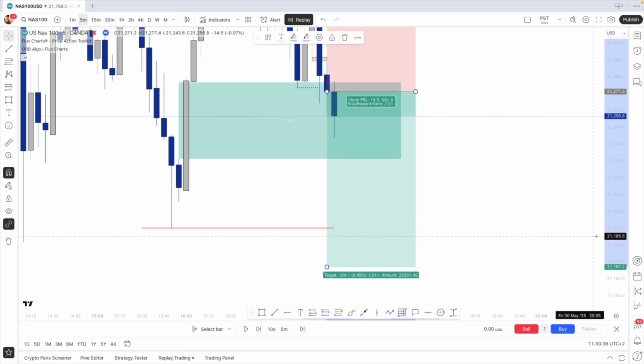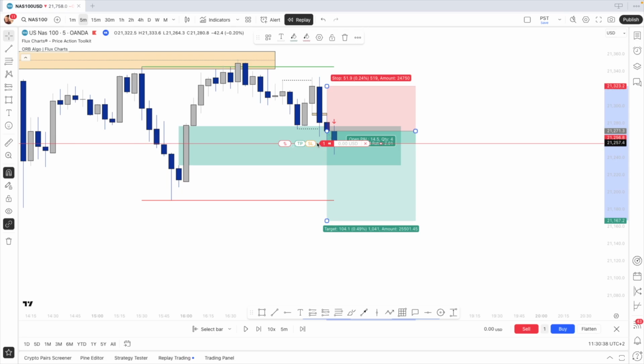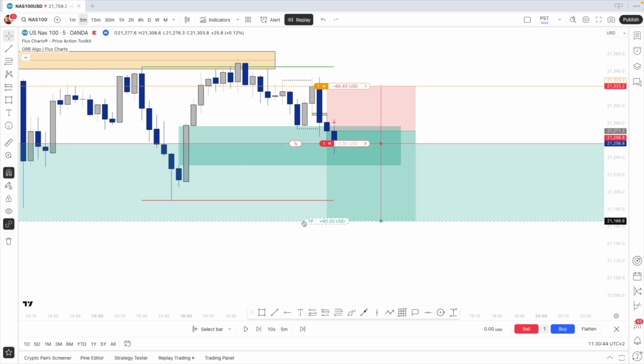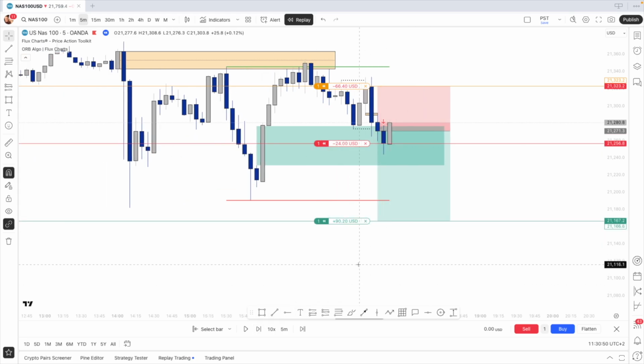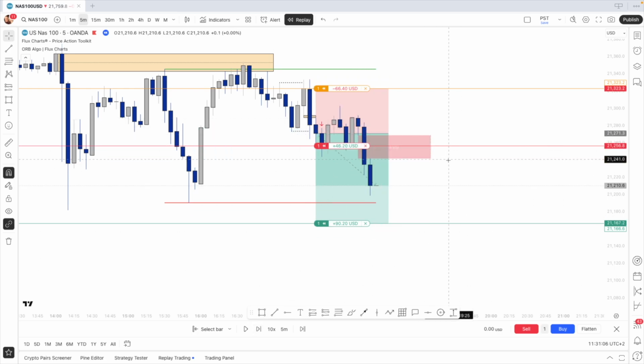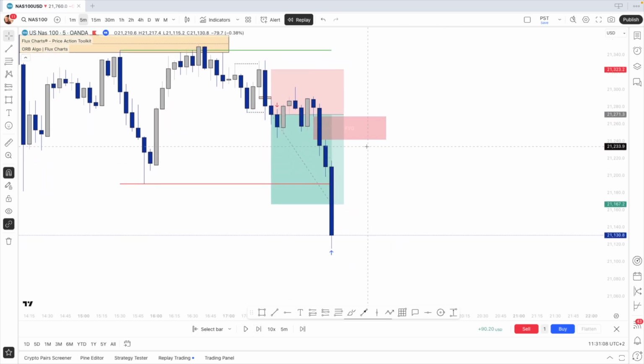Let's enter this trade right over there, stop loss right over there, TP right over here. Let's see what happens. There again, there's another entry right over there. First entry has been met.